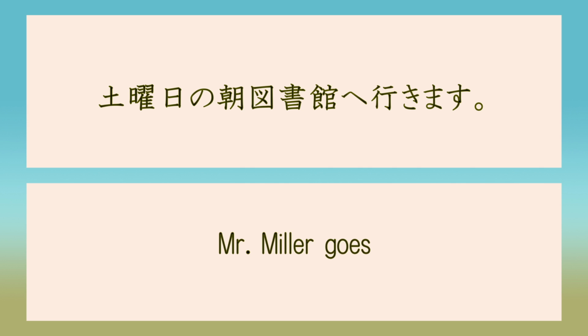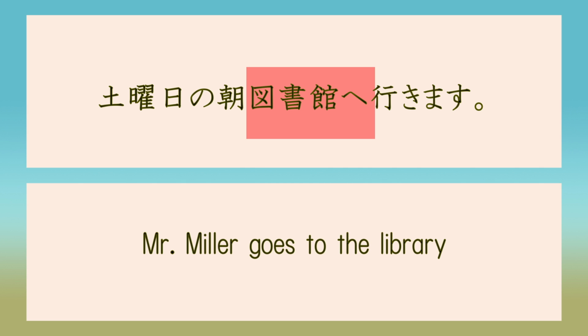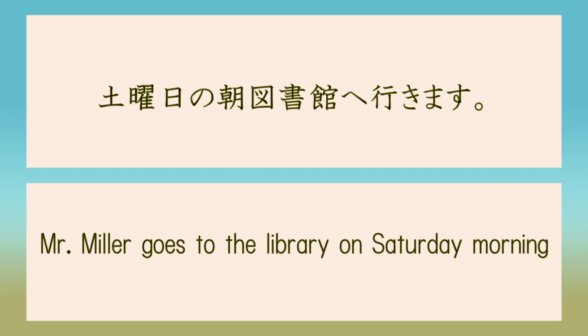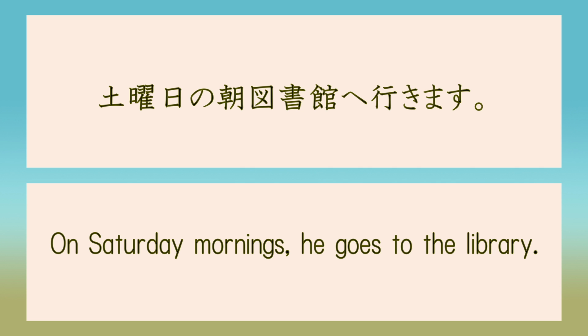Next sentence. 土曜日の朝、図書館へ行きます. We don't have a topic. And we look at the main verb. Main verb is 行きます, to go. So again, the company is not going to be the topic. The company goes doesn't make any sense. So we're going to use Mr. Miller again. So Mr. Miller goes, we go backwards. 図書館へ, he goes to the library. 朝, in the morning. And before 朝, we have a modifier. 土曜日の朝. So on Saturday morning. Let's check it to make it more natural. On Saturday mornings, he goes to the library.